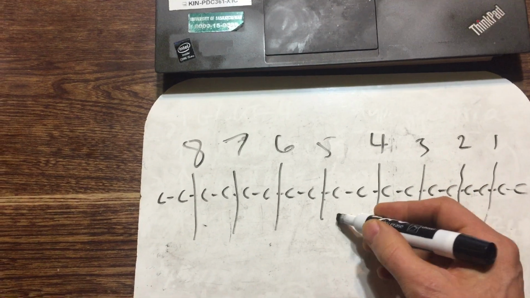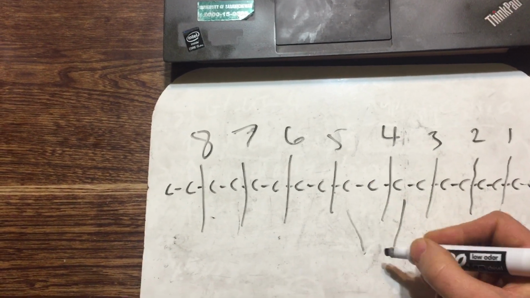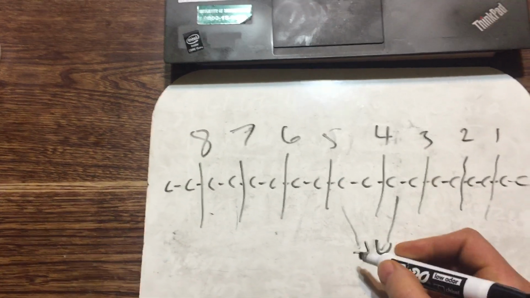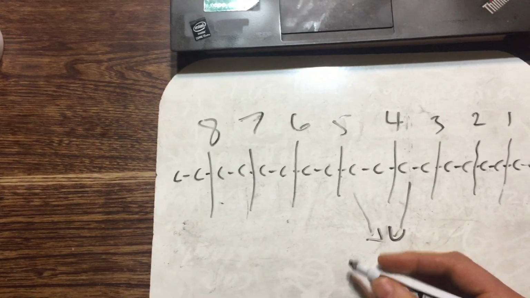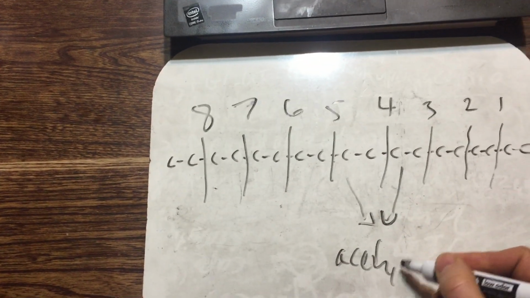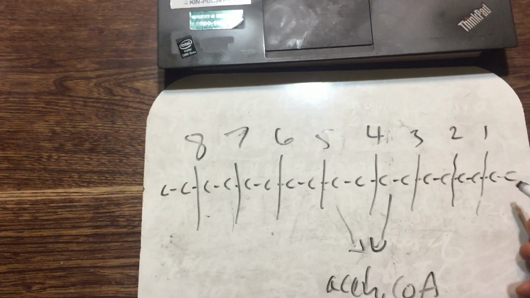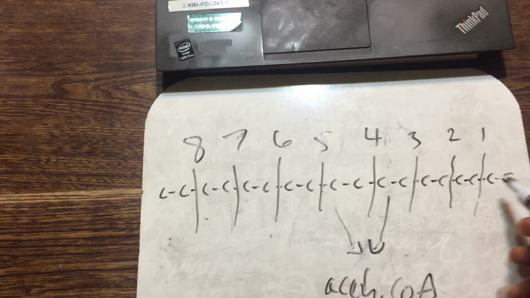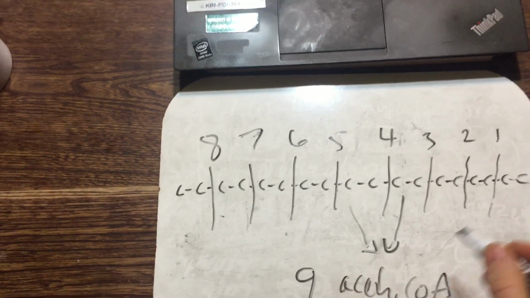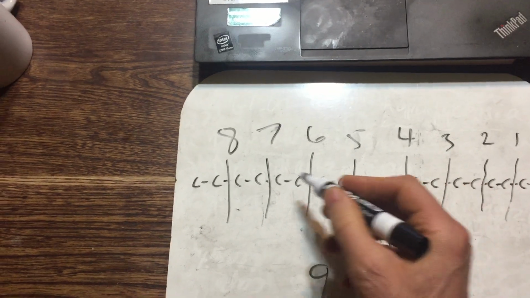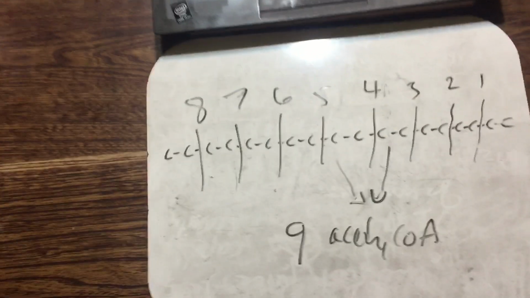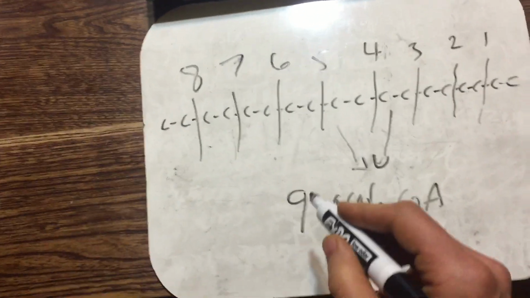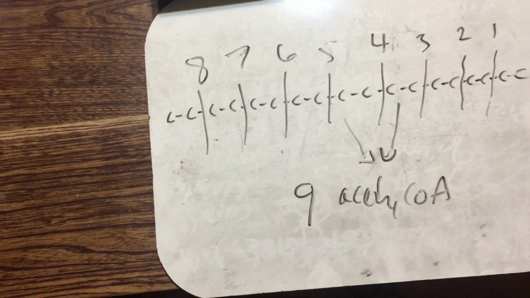Each of these 2 carbons from this 18 carbon fatty acid will form acetyl-CoA. So all of these will eventually form acetyl-CoA. You get multiple acetyl-CoAs. In this case, you're going to have 9 acetyl-CoAs: 1, 2, 3, 4, 5, 6, 7, 8, 9. So the Krebs cycle in this case goes around 9 times.